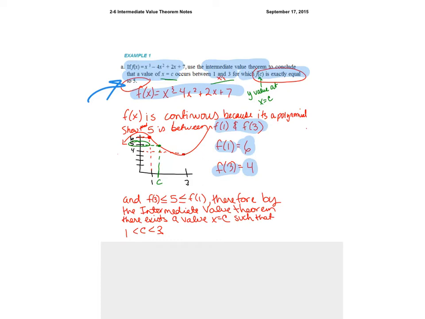Now, it's not necessary for you to write everything like this person wrote down. 5 is in between f of 3 and f of 1. Therefore, by the intermediate value theorem, there exists a value x equals c such that c is between 1 and 3. If you just say there's a value between 1 and 3 that makes it equal to 5 because of IVT, we're good. We are okay.